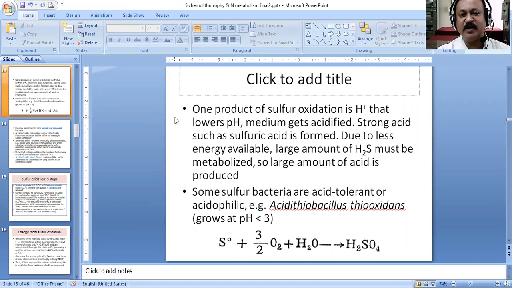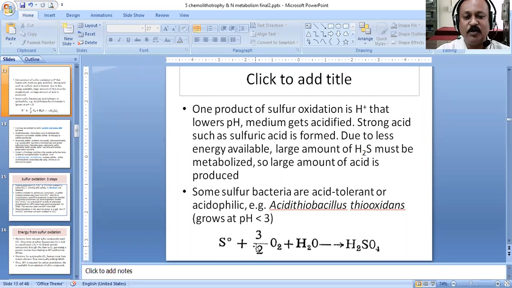Then when sulfur oxidation is taking place, electrons are being transferred. In the process, the protons are also liberated. Because of the accumulation of protons, the pH of the medium becomes lower. The medium gets acidified. These protons are actually released outside the cell. So the medium gets acidified, and in fact, sulfuric acid is produced.